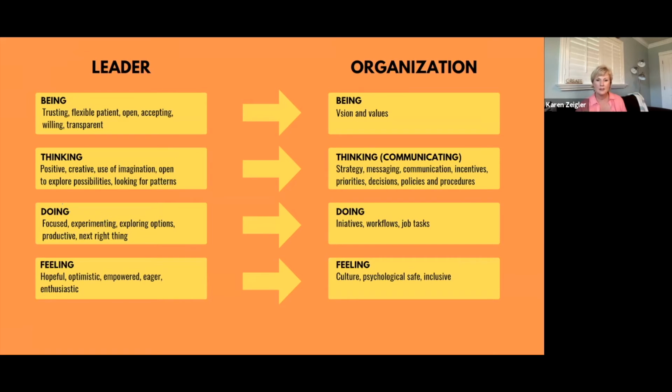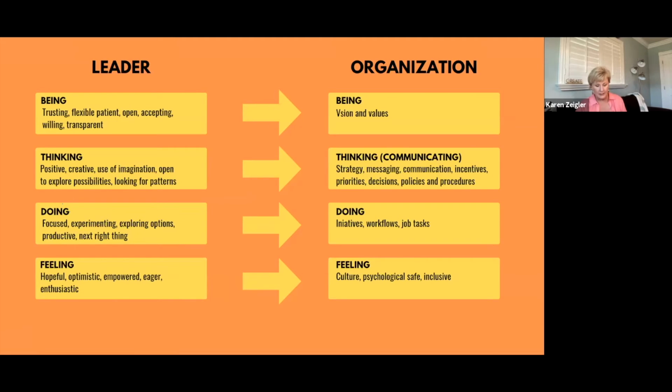And then the doing is the initiatives, the workflows, the job tasks, the systems involved, all the things that allow us to do what we need to do in the world to bring that vision and values to the forefront. The feelings end up being, for an organization, the culture, the psychological safety of it, and the inclusivity of it.